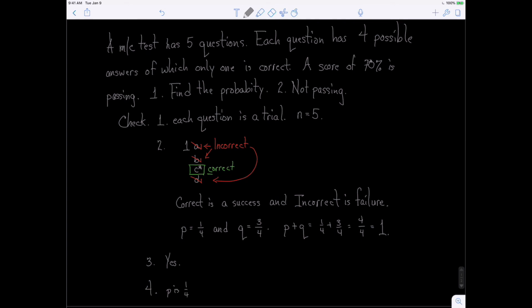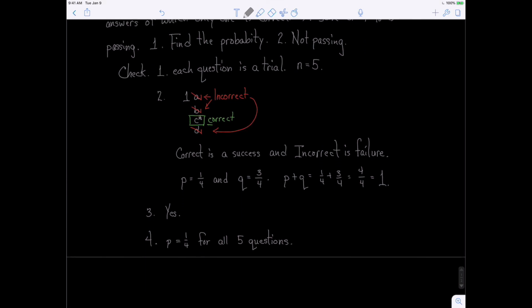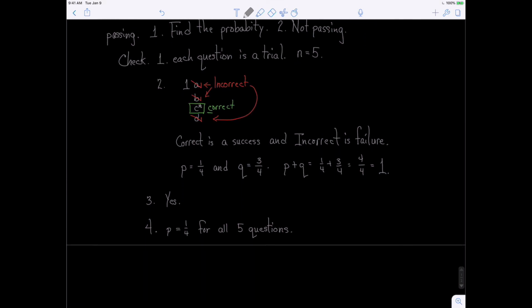And 4 is the interesting one because P is 1/4 for all 5 questions. So the question might be, when would it not be that? Well, for example, say on question number 5, there were only 3 possible answers. Or number 5 all of a sudden becomes an essay question. Then the probability of succeeding on 5 would be different than it was on the first 4. So each question fits the same pattern.